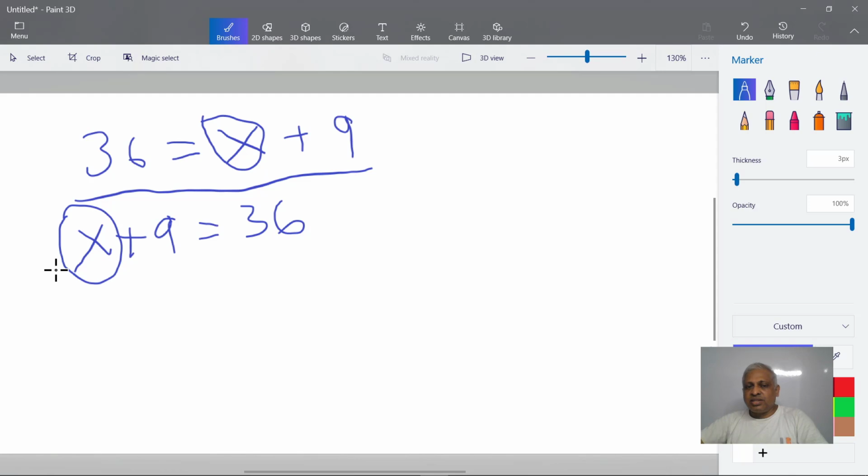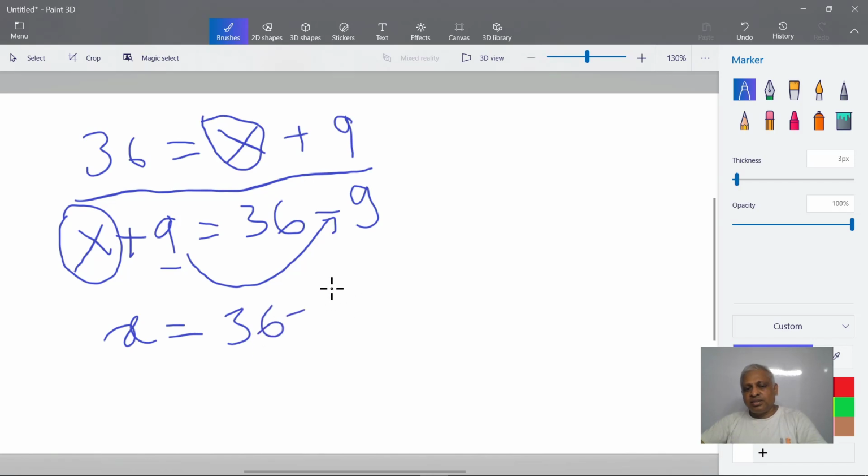What is x? That is the question. You can change the numbers from one side to the other side, right? This 9 will move to the right. It is plus, and when it goes to the right it becomes minus 9. The sign of this number changes. So 36 minus 9 is the x. x is 36 minus 9. You can do simple subtraction.